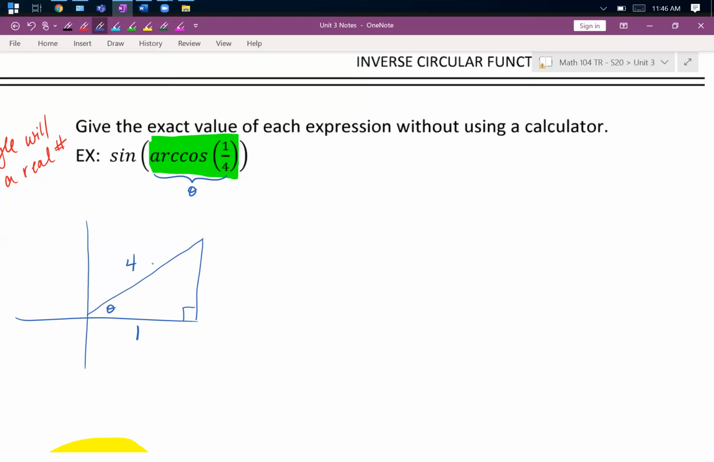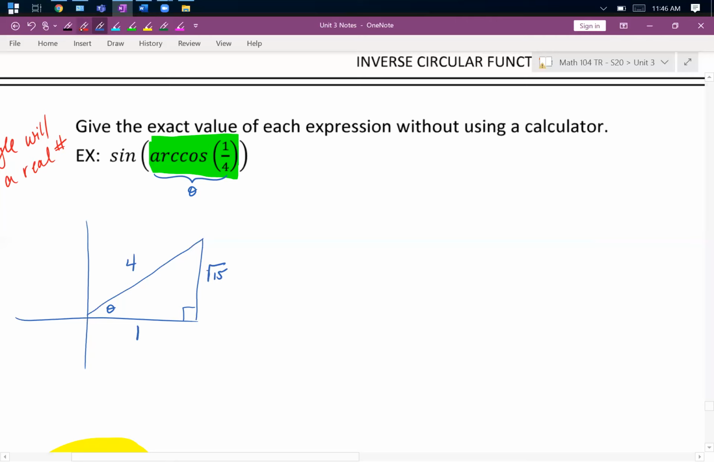Now we want sine of that triangle that we just created. Sine is opposite over hypotenuse. So we're going to have to do Pythagorean theorem to get the opposite side. So 4 squared minus 1 squared. It's going to be 16 minus 1, 15. We get the square root of 15 over here.